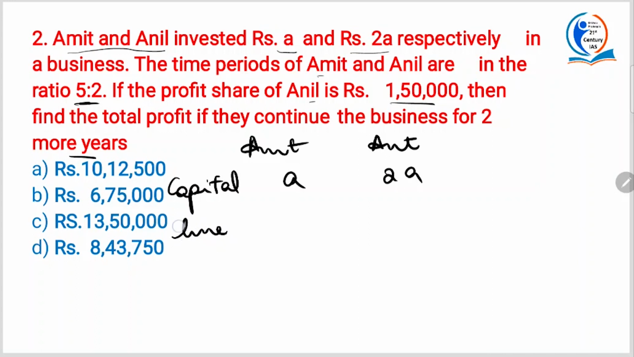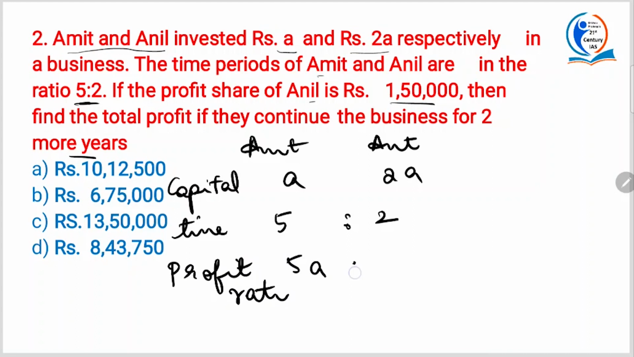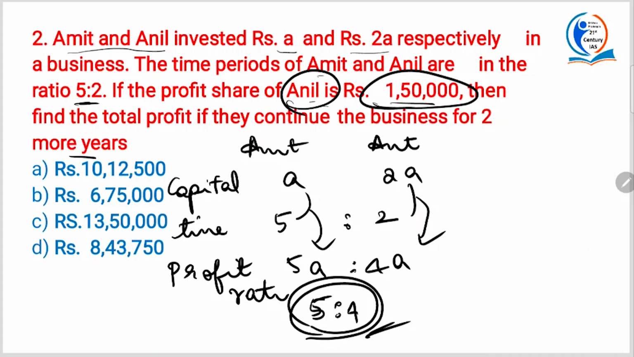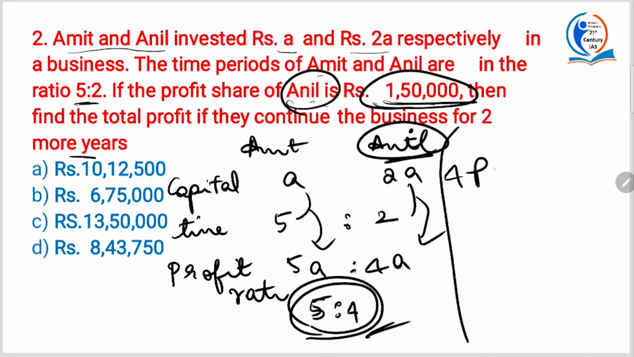And what is the time period for which they invested? The ratio is 5:2. Alright. Now what will be the ratio of profits? Profit ratio will be 5A is to 4A. Okay, you're multiplying this. Alright, which means it is 5:4. Alright. See here, this is Anil's share, which is 1,50,000 rupees, which means 4 parts in the profit.